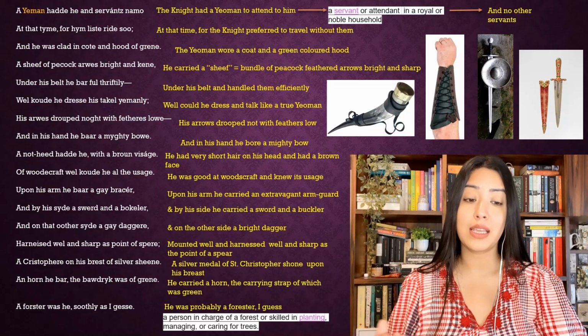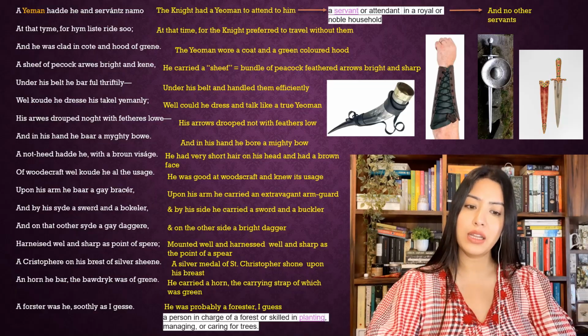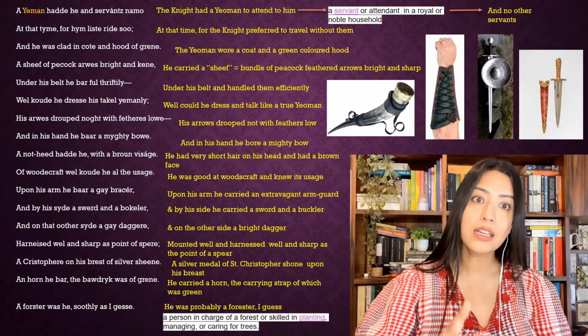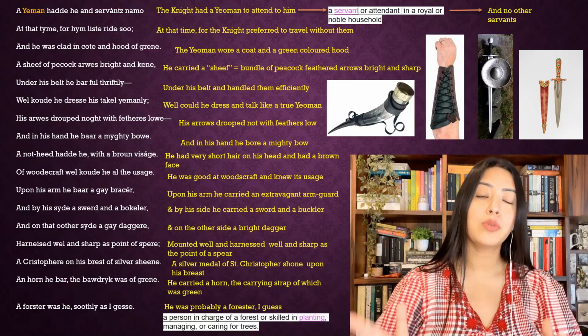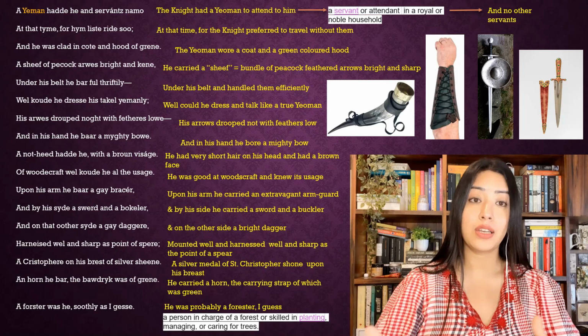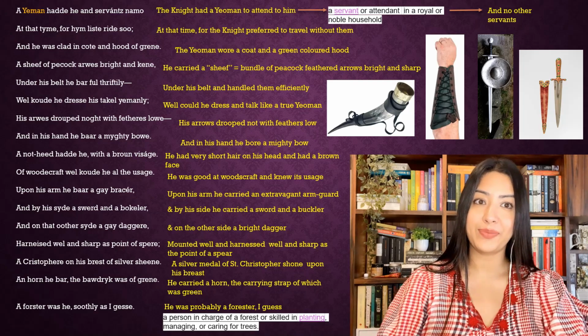He was probably a forester. That's what Chaucer is saying. We are going to look at the analysis. This is a very direct, crystal clear description of the yeoman. There's nothing much to explain, but I will do an analysis in the next slide. So let's get right into that.